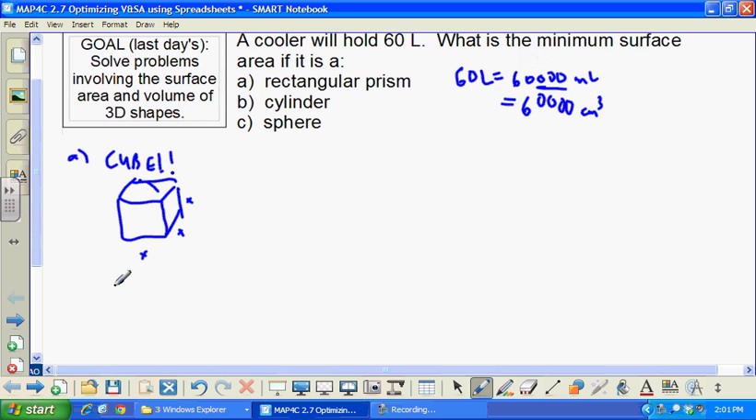And so here, the volume has to be 60,000. That means X cubed has got to be 60,000. How do I get X? Well, I got to do the cube root of that number, which is about 39.1.